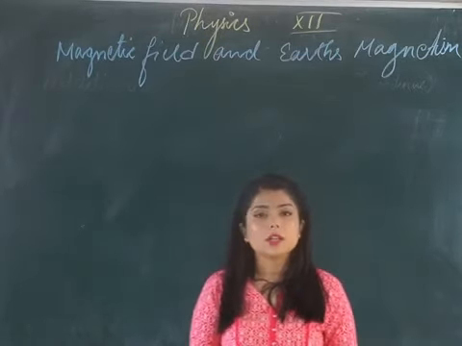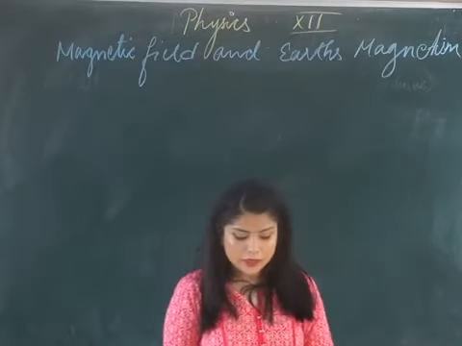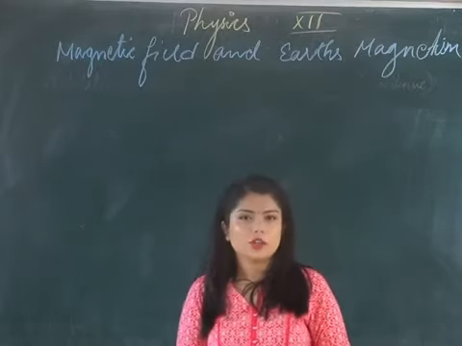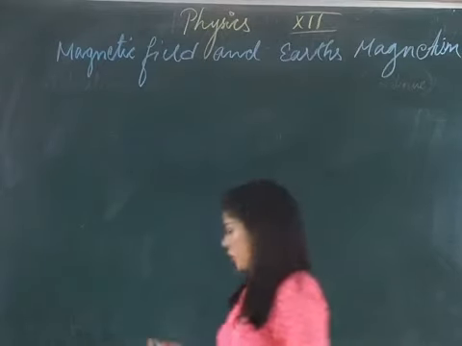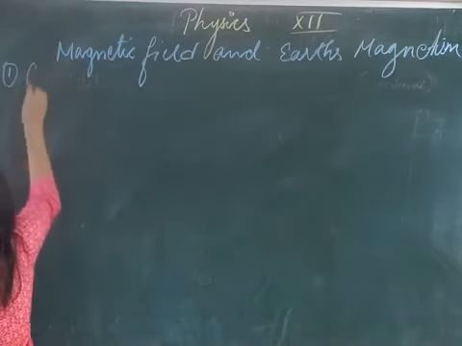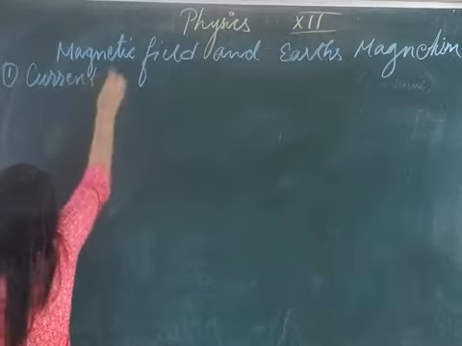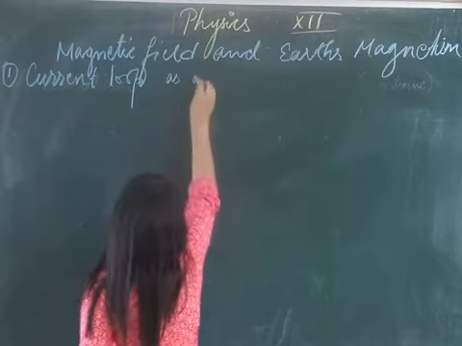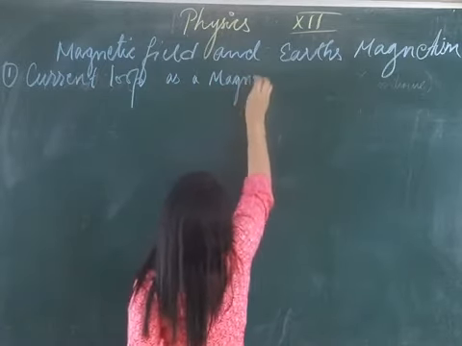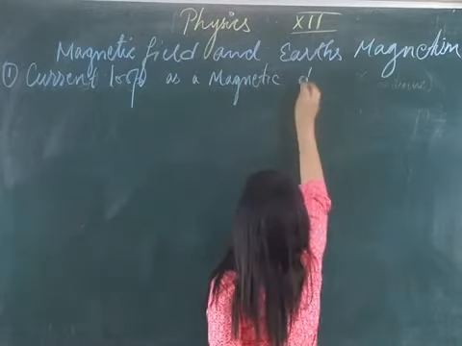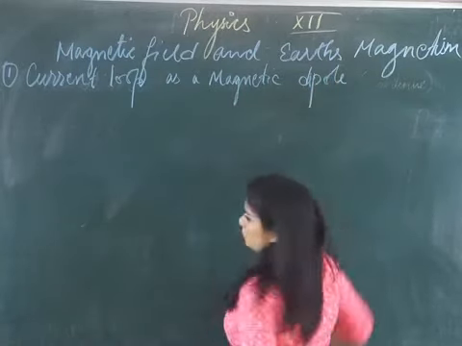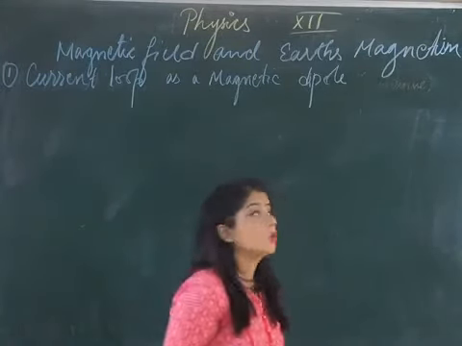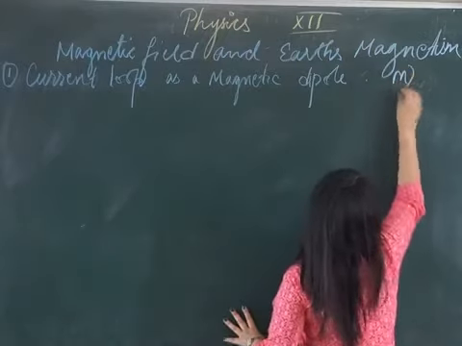In today's class, we will be starting a new chapter, that is magnetic field and Earth's magnetism. In this chapter, we are studying about the magnetic field of Earth and so on. So, the first topic which I am going to discuss is current loop as a magnetic dipole, or another topic for this one is magnetic dipole moment, which is denoted by small m.